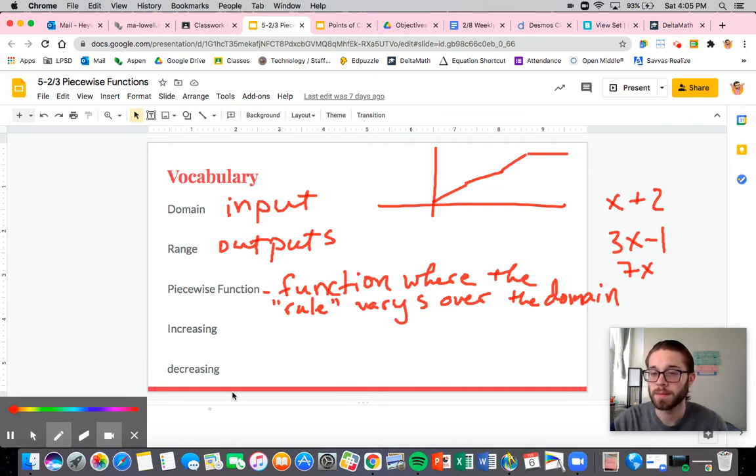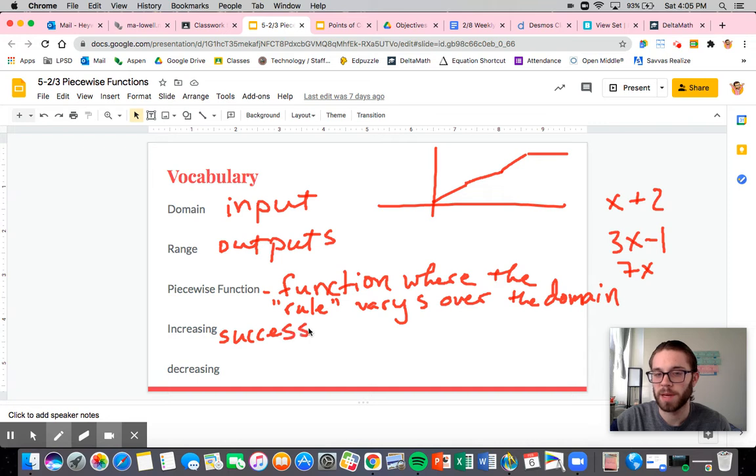All right, so increasing, right? You can identify what increasing would be on a graph. Successive outputs increase is probably the best way I can describe that, right? Like if I put in 1 and I get out 2, and I put in 2 and I get out 3, that would be increasing, right? Because the outputs are increasing. On a graph, this is increasing, right?